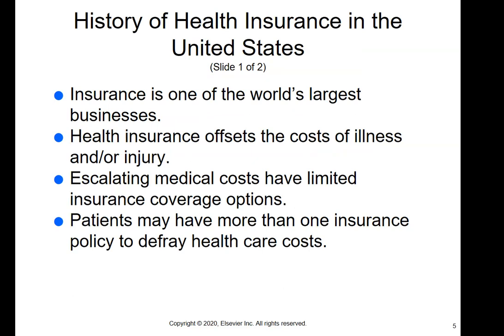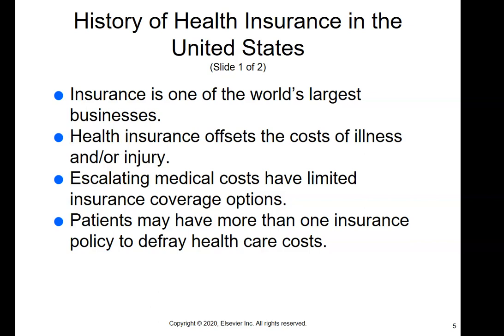The history of health insurance in the United States. Insurance is one of the world's largest businesses. Health insurance offsets the cost of illnesses and/or injury. Escalating medical costs have limited insurance coverage options. And then patients may have more than one insurance policy to defray healthcare costs. Health insurance is a contract between the patient and the third-party payer or government entity.